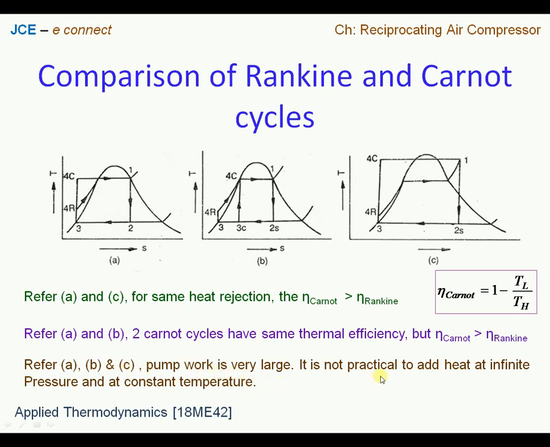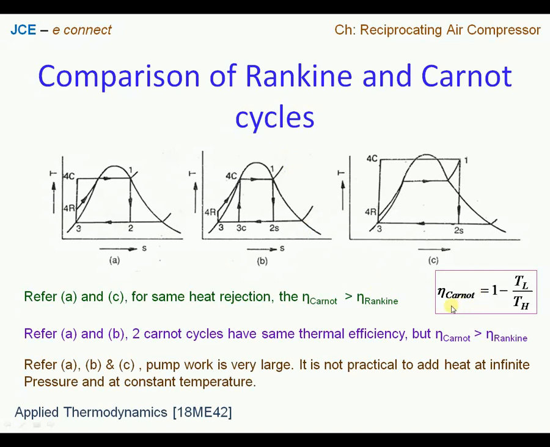so this is not practical. At the same time we see that the heat is added at very high pressures, and it has to be added at isothermal conditions, which is practically very difficult. Therefore these are some of the bottleneck situations for a Carnot cycle to represent a steam power plant cycle. When we compare the Carnot cycle with the Rankine cycle, the Rankine cycle fits much better compared to the Carnot cycle.